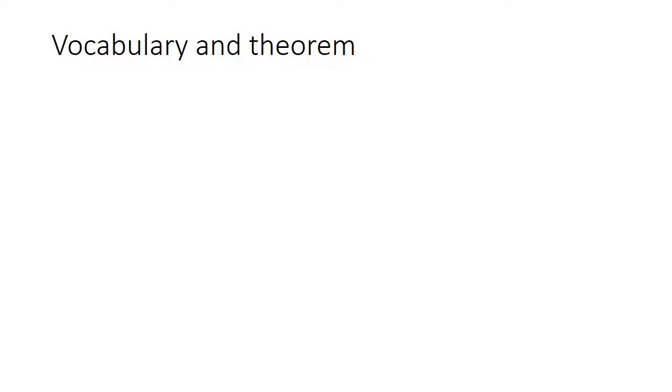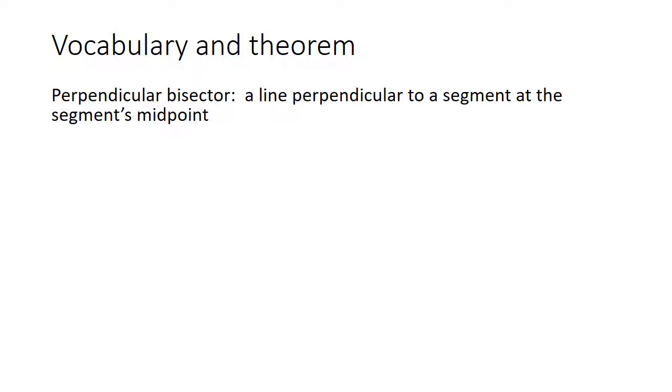So the theorems that you're going to need to write down for today, and a couple of definitions. The first one is a perpendicular bisector. We've talked about angle bisectors and we've talked about dividing a line in half at the midpoint. But a perpendicular bisector is going to be a segment that comes in perpendicular to a line at that segment's midpoint.